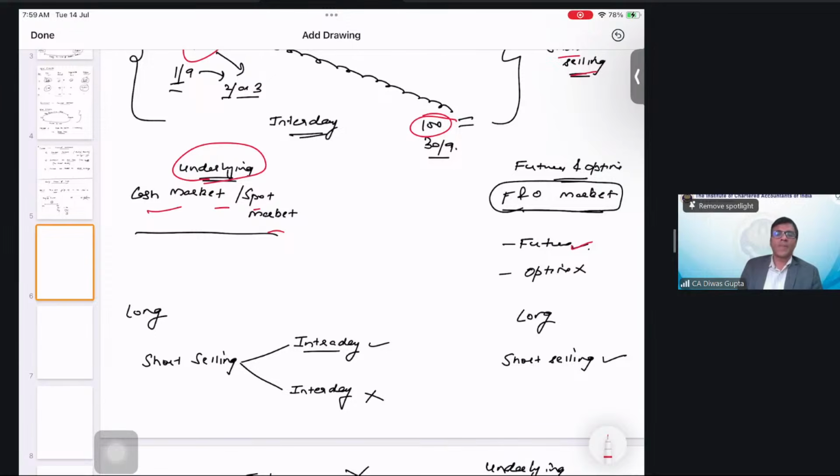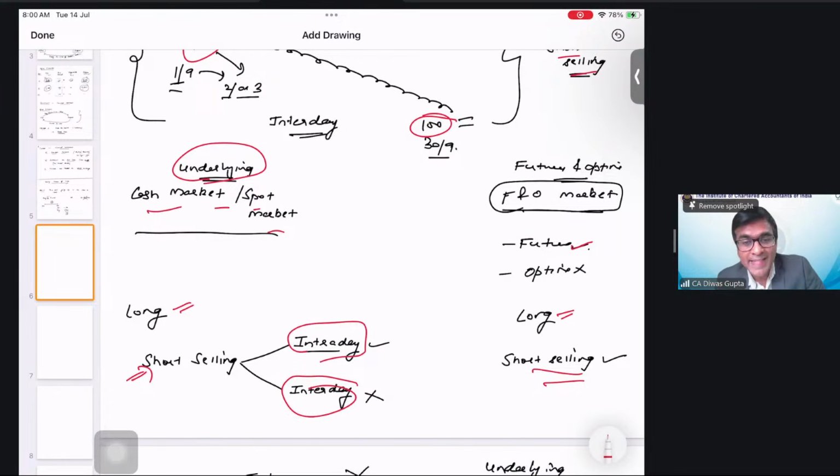However, in case of futures and options, since the settlement is happening on a net basis, can you do short selling in futures? The answer is yes. In the underlying market, can you take a long position? The answer is yes. But short position is not allowed in the cash market. Short selling is allowed for futures and options. Intraday short selling can be done because within the same day you are going to sell first and then buy later, so in the same day you will be getting the delivery and you will also be delivering the share.